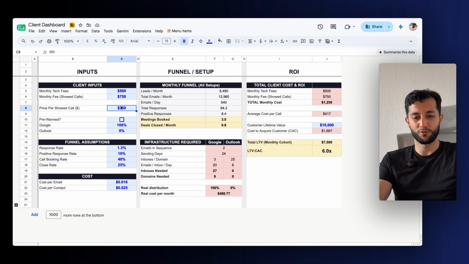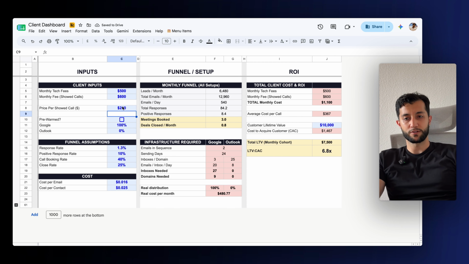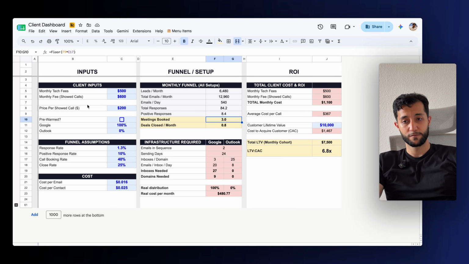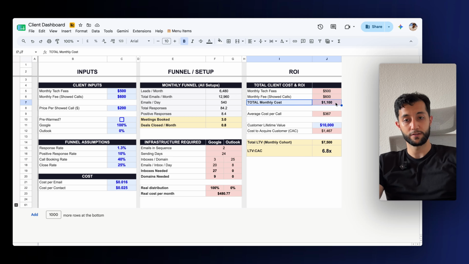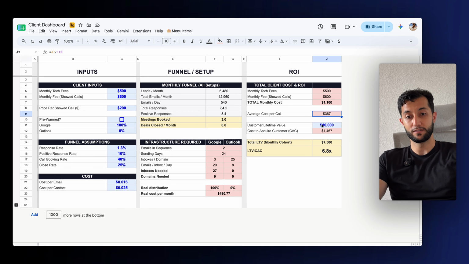And right now our going price is, I believe, something like $200 a call. That means you pay $600 for the calls, $500 for the tech fees. You pay 1.1K over that first month, right? And you'll get 3 meetings booked. If your LTV is high enough, let's say it's over 10K, that will mean you spend 1.1K. Average cost per call for you is going to be $367, which is nothing if your LTV is that high.